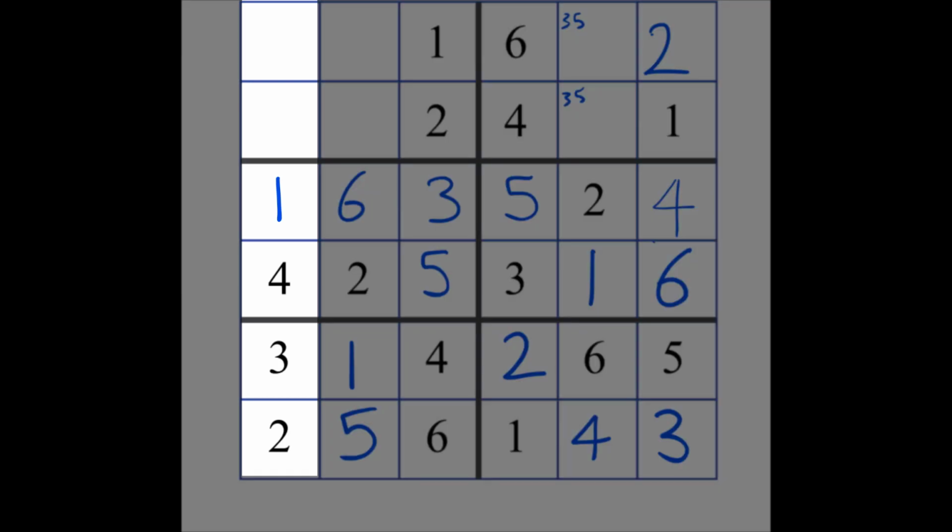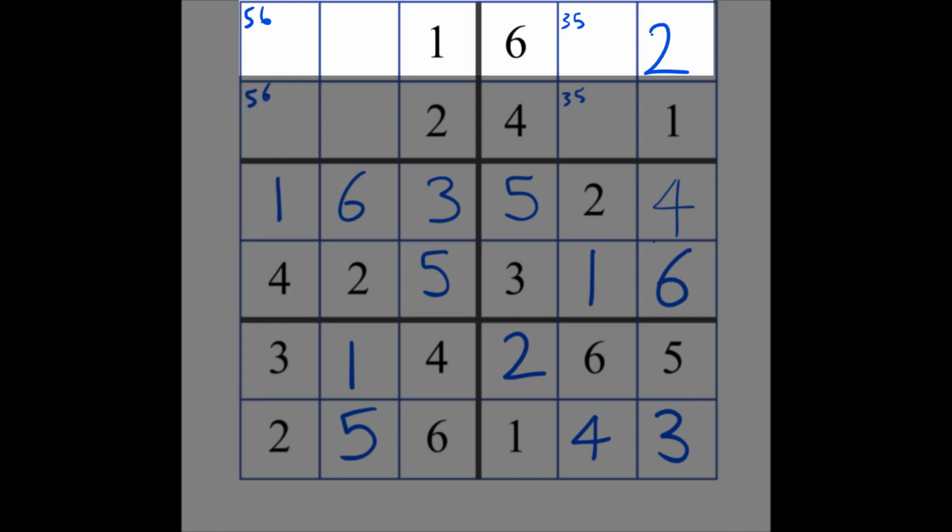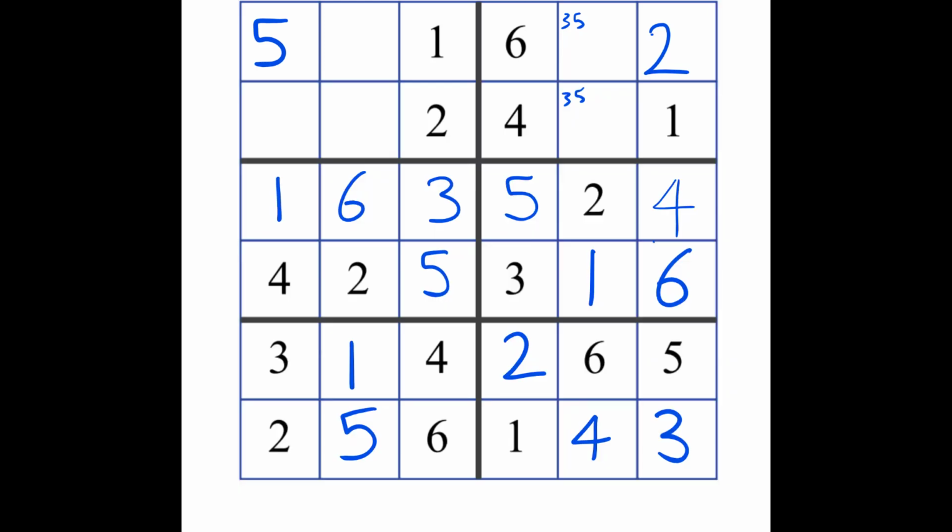Let's move up to the top of this column here. I've got 1, 2, 3, 4. So all I've got left is 5 and 6. I'm going to look along. There's no 5 or 6 here. I'm going to look at this one along. There's a 6 here. That can't be a 6 then. That must be a 5, which means this must be a 6.